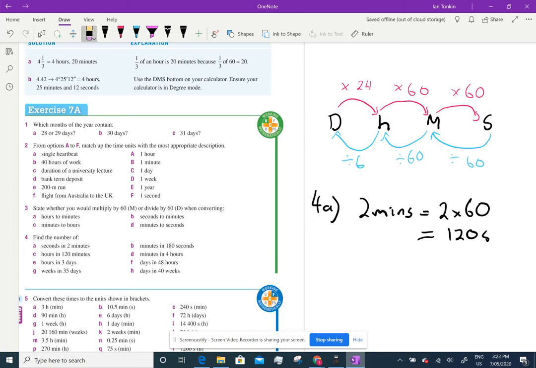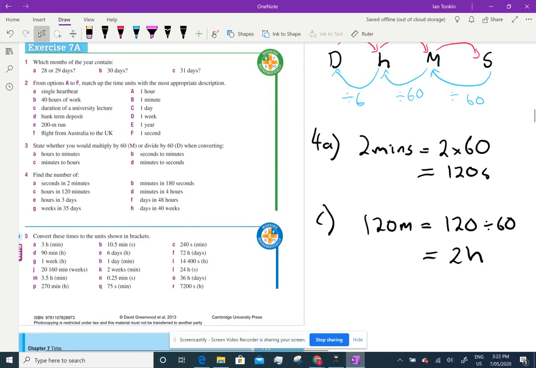Let's go hours to minutes. So I'll try C. You can do B on your own. I'm going, how many hours in 120 minutes? So I've got 120 minutes. I've got to go to hours. So that's this one here. What have I got to do? I've got to divide by 60. So 120 divided by 60, it gives me 2 hours. Okay, so now you can see how you've got to do it.